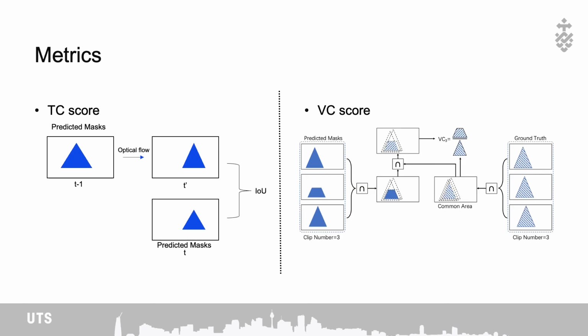The left figure shows the TC score, and the TC score only uses 2 adjacent frames to evaluate the temporal stability. However, our VC score can evaluate temporal stability in a long temporal clip.